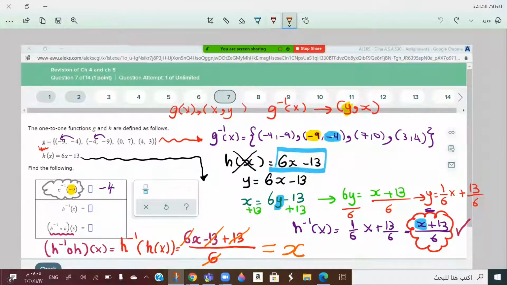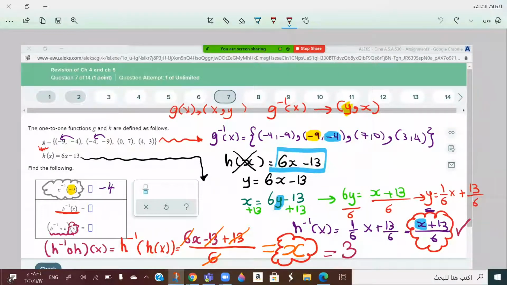That means whenever you have a function and an inverse of this function and you put them inside each other as a composition, you get X, which proves that they are inverses. And because it asks you to find this value, which is 3, you will just remove the X and put a 3.